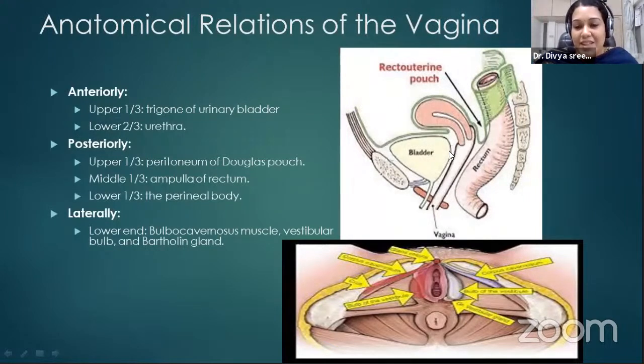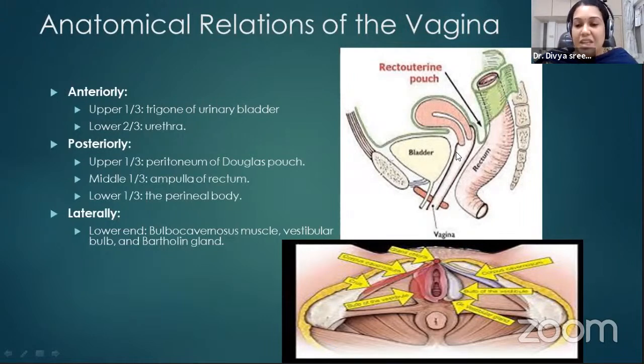So you can see the anterior vaginal wall is related to the posterior surface of the bladder. This thing you had to remember: the upper two-third is related to the posterior surface of the bladder, and the lower portion is related to the urethra. Likewise, the posterior vaginal wall: the upper one-third is related to the recto-uterine pouch, the middle portion is related to the rectum, and the lowermost portion is the perineal body.